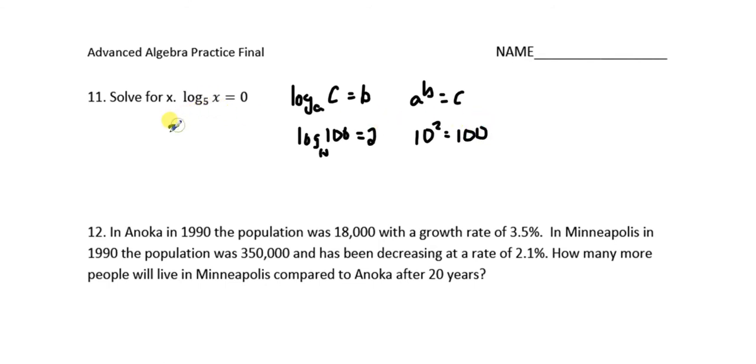So this is 5 to the 0 equals x. And don't put 0, because you know that's going to be one of the answers on the multiple choice. 5 to the 0 power, any number to the 0 power is 1. X equals 1.